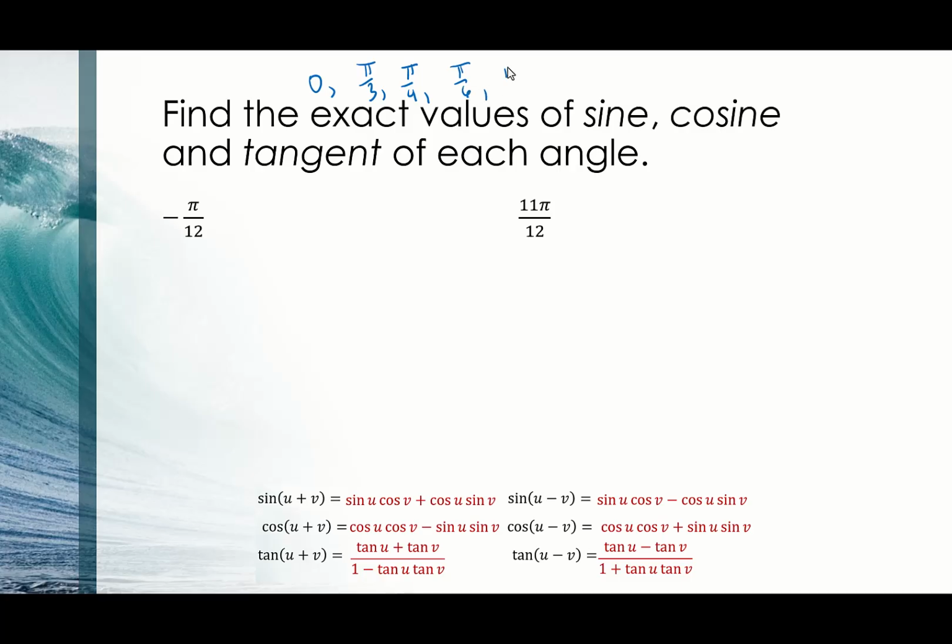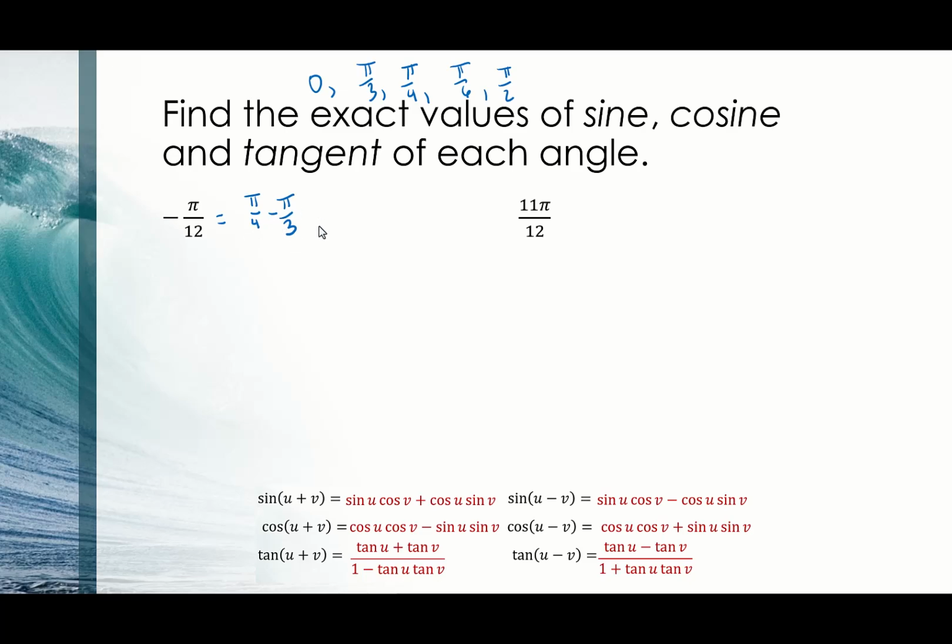We'll throw a pi over 2 in here and anything else that makes sense. So I think for negative pi over 12, I'm looking at, does this equal pi over 4 minus pi over 3? Let's do that math. So the common denominator here is 12. That's 3 pi over 12 minus 4 pi over 12. Yeah, so that's what we want to use.